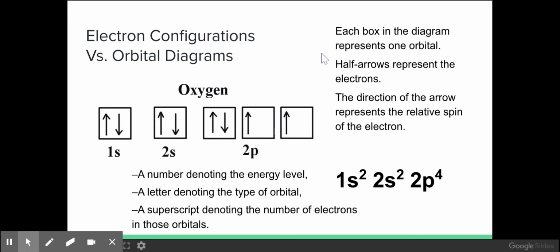We're going to use our shorthand notation to represent these complicated shapes. So we have electron configurations versus orbital diagrams. Each box represents one orbital. So instead of drawing a sphere or a dumbbell, we use these boxes to show where the electrons can be. The half arrows each represent an individual electron. The direction of the arrow is just telling us which way it's spinning. Is it spinning clockwise or counterclockwise, generating a magnetic field?